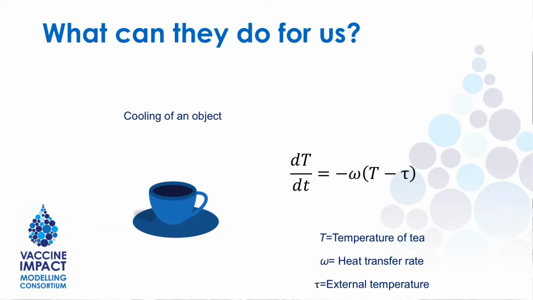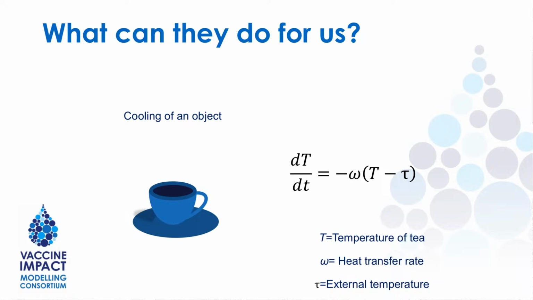We might also have something a bit like this. We've seen something similar. We saw that radioactive decay where we've got a decline in the number of particles over time. Here we're talking about cooling of a cup of tea. In this case, we're interested in how the temperature, capital T, changes with respect to time. And this is a simple law of cooling.